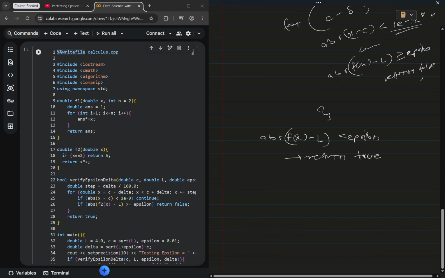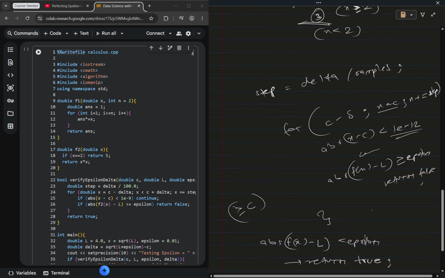Yes, so basically you have this return true. And obviously if it is less than c, then if it gets greater than or equal to c, you will get out of your for loop, because we implemented a condition over here, x less than c. And x is always changing to your c minus delta, and this always goes with plus equals to step. So basically that will just help us in several ways.